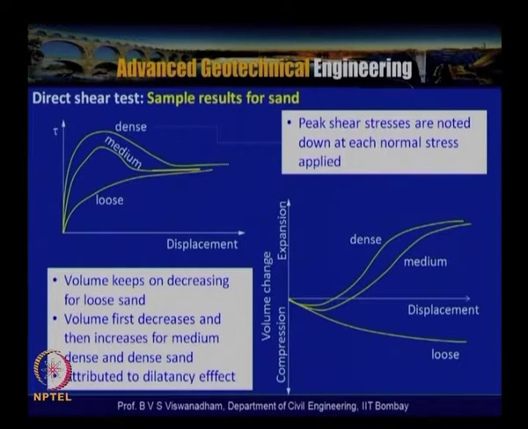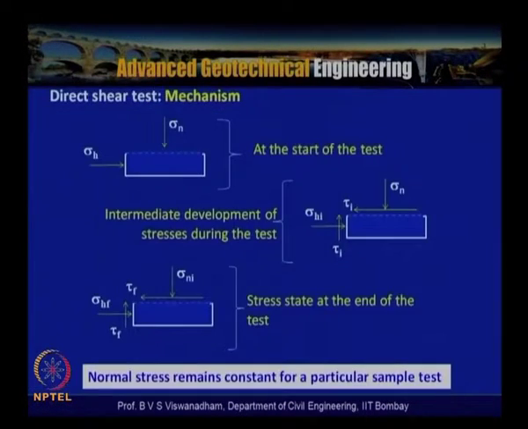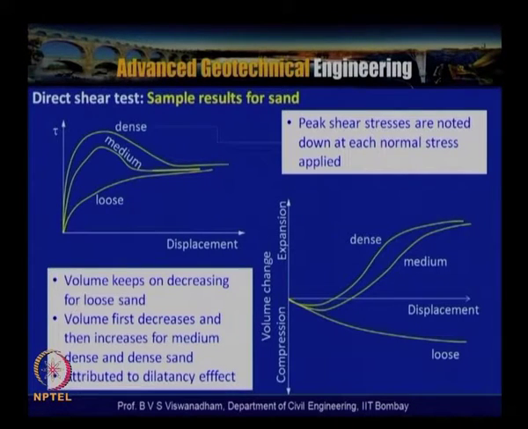So when we plot in the direct shear test, as we can see, the vertical strain can be measured by putting a dial gauge, and the lateral movement can be measured by putting a dial gauge or a potentiometer or LVDT. With that, you will get shear displacement or shear strain versus vertical strain. This vertical strain can lead to expansion, or it can lead to compression.